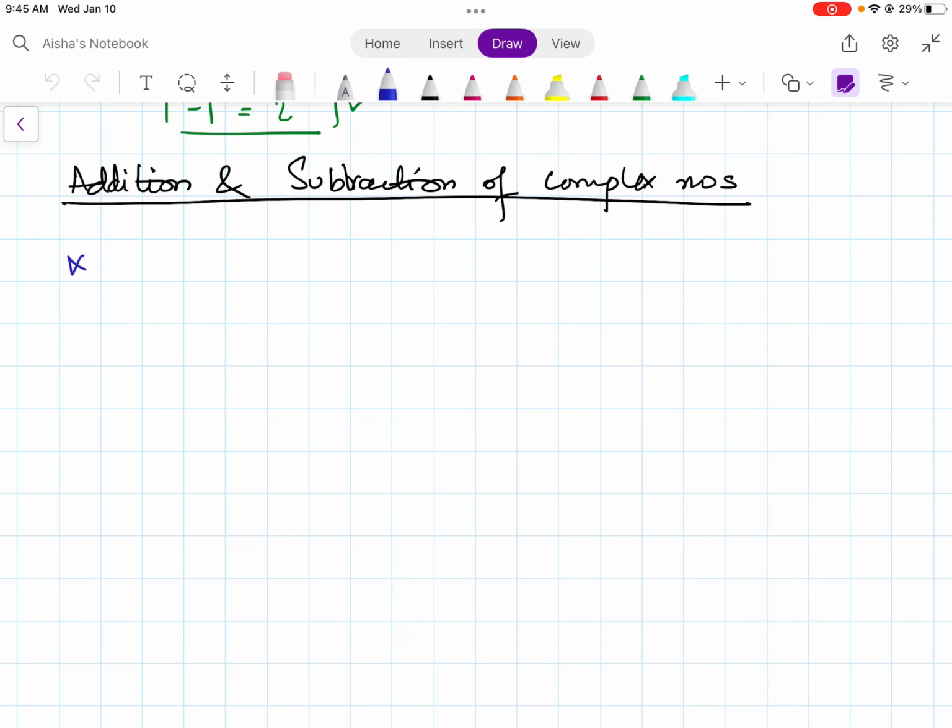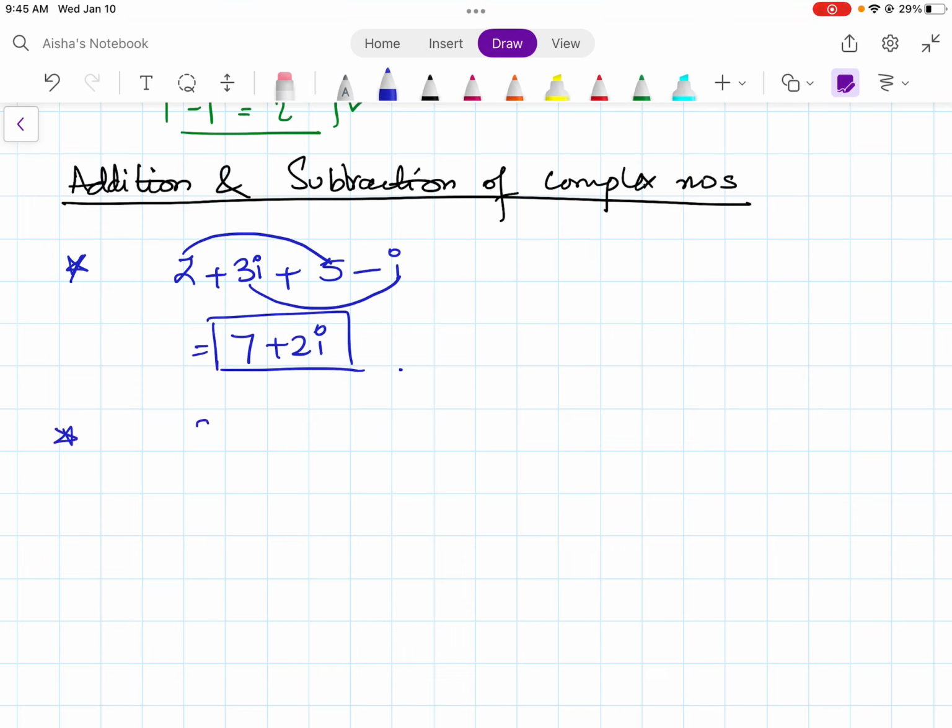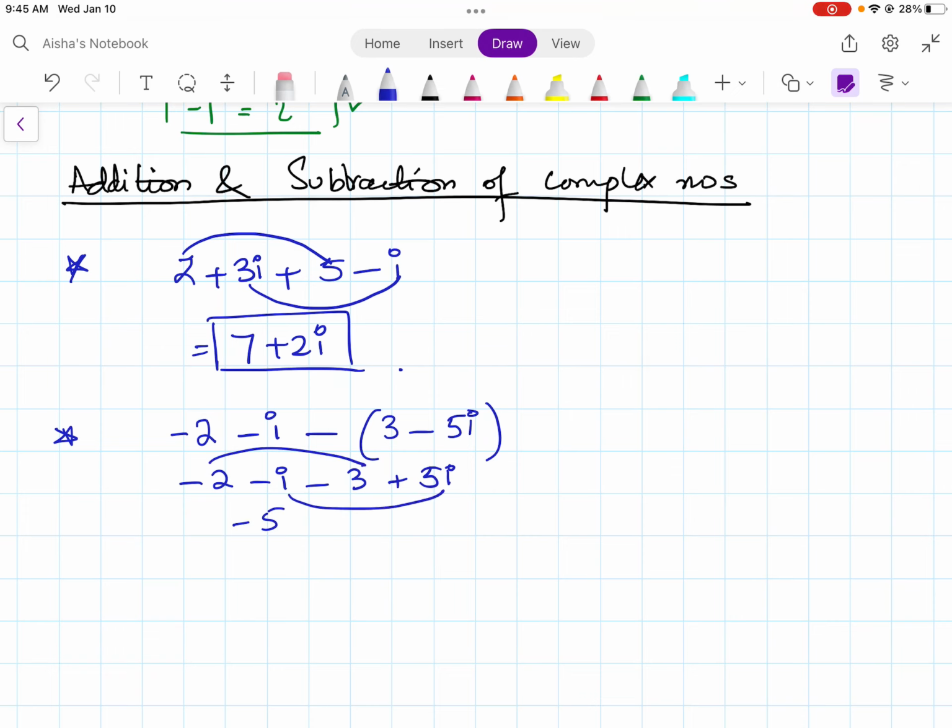So if we have 2 plus 3 iota plus 5 minus iota, real added with real, imaginary added with imaginary. Similarly for subtraction, real subtracted from real, and imaginary from imaginary.